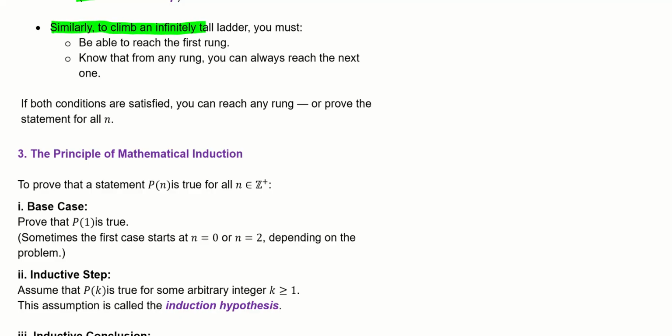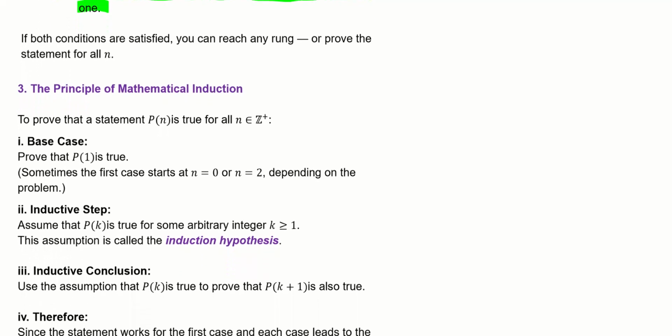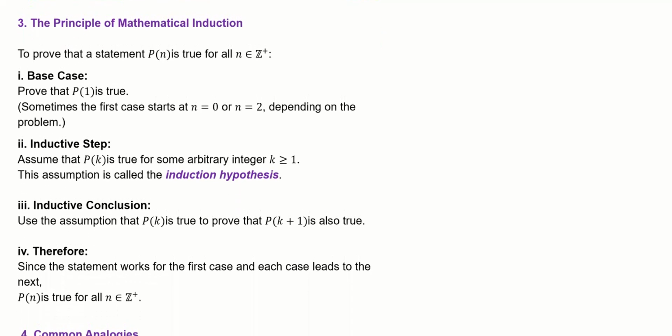Similarly, to climb an infinitely tall ladder, you must be able to reach the first rung, and know that from any rung, you can always reach the next one. So it's very similar to the domino, but those two pictures give you a good idea of how induction works. If both conditions are satisfied, that is, the first rung and then every subsequent one, you can reach any rung or prove the statement for all n. So we have the principle of mathematical induction.